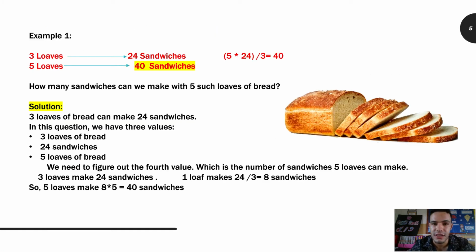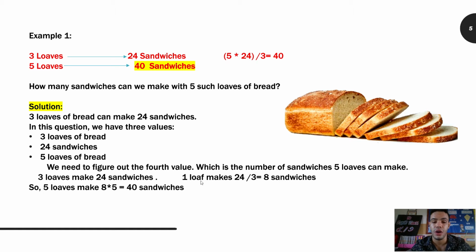Okay, so let's see this example here. We have 3 loaves of bread, we can make 24 sandwiches. 5 loaves, we can make 40 sandwiches. How did we calculate that? First thing, to make it easier, you have to write all the 3 values that you have here: 3 loaves of bread, 24 sandwiches, 5 loaves of bread. And then you figure out the fourth value.